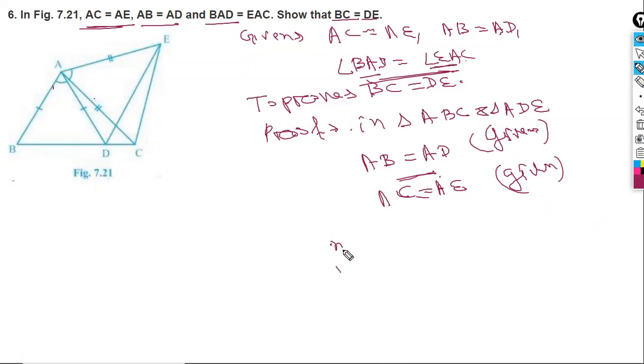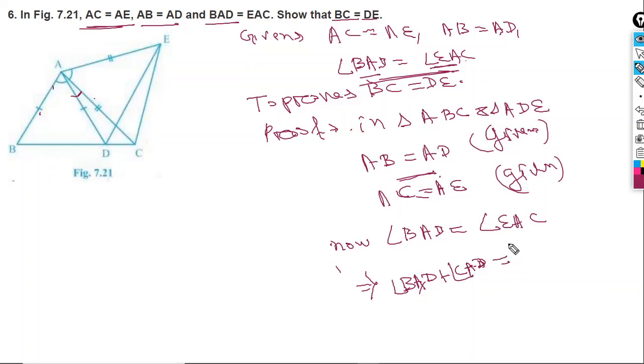Now angle BAD equal to angle EAC. Just write that. Angle BAD equals angle EAC implies angle BAD plus this small angle, what is the name of it? CAD, plus angle CAD equals angle EAC plus here also we will add the same angle CAD. Both the same thing we can add on both sides.